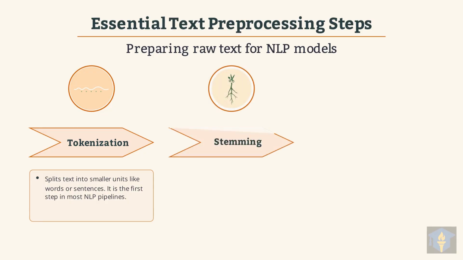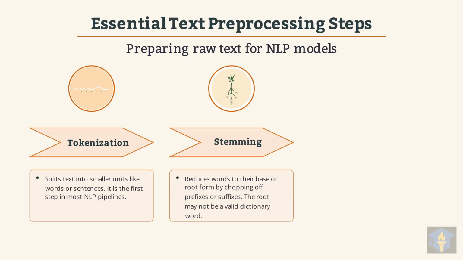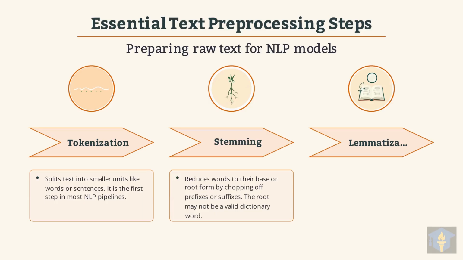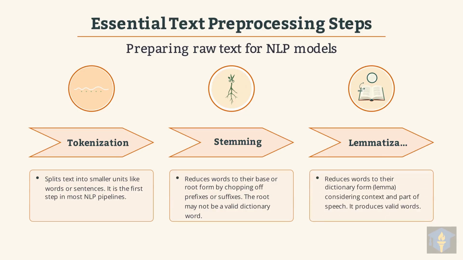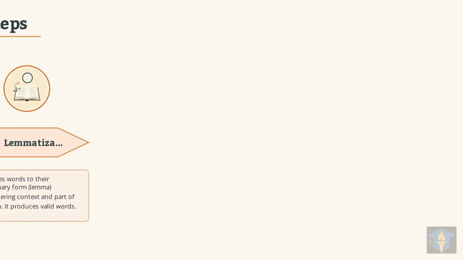Next, we have stemming, which helps standardize words by reducing them to a base form. Stemming reduces words to their root by chopping off prefixes or suffixes, though the result might not be a valid word. Following that, lemmatization reduces words to their dictionary form, considering context and part of speech. Lemmatization reduces words to their valid dictionary form, or lemma, always considering their context and part of speech.